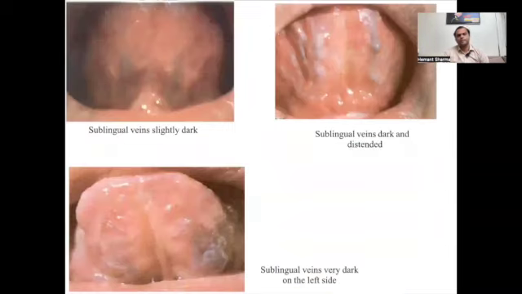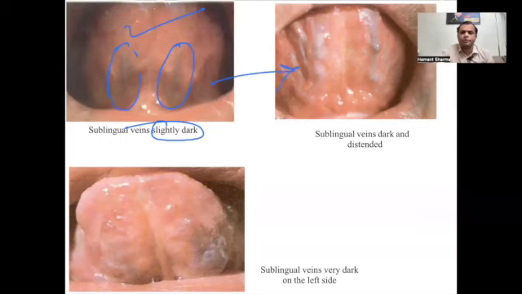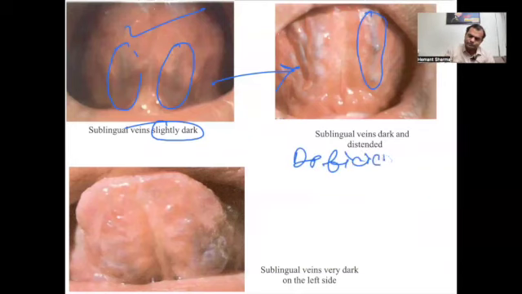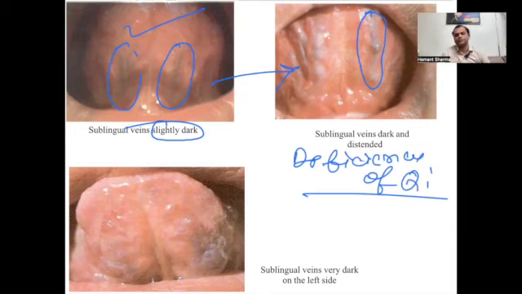Let's see the image number 1. Now we can see the sublingual vein here and here. Very slightly dark. But if we go to the second image, the sublingual veins are there, but they are distended. Distended means deficiency of Qi. Distended sublingual vein means deficiency of Qi.